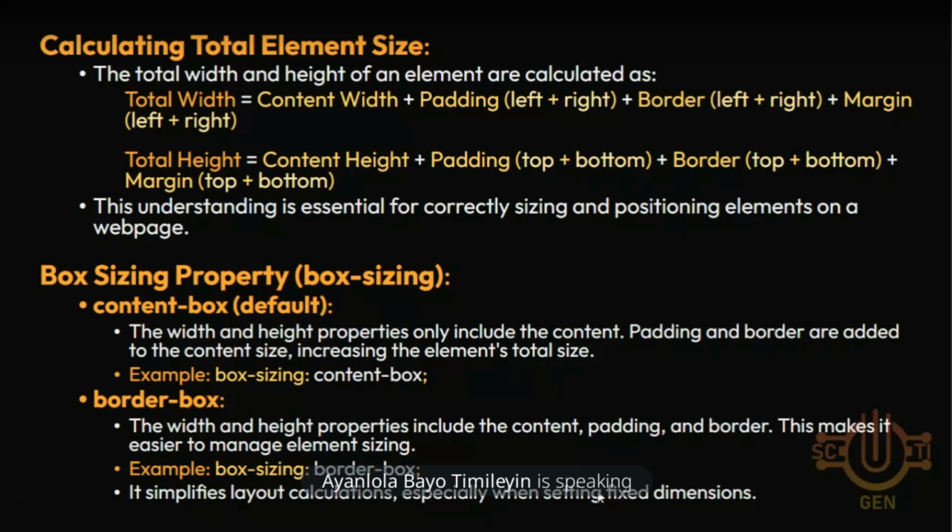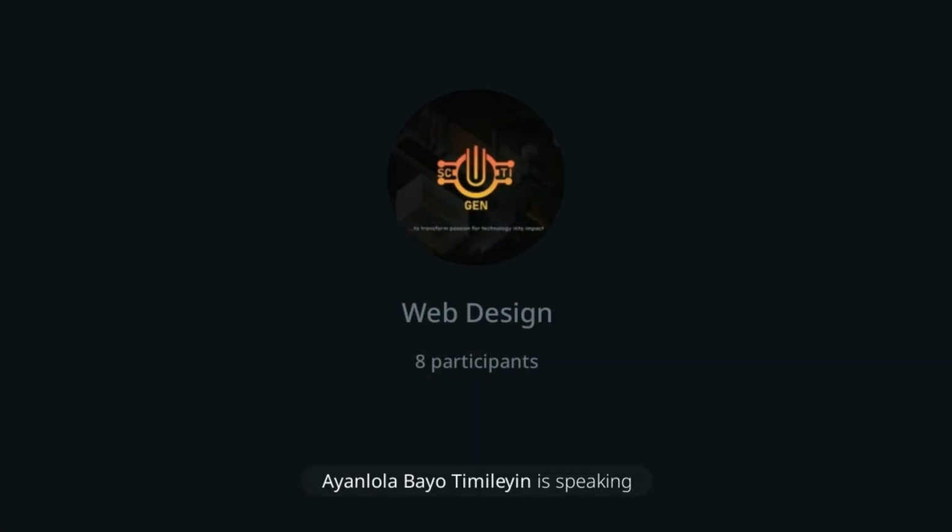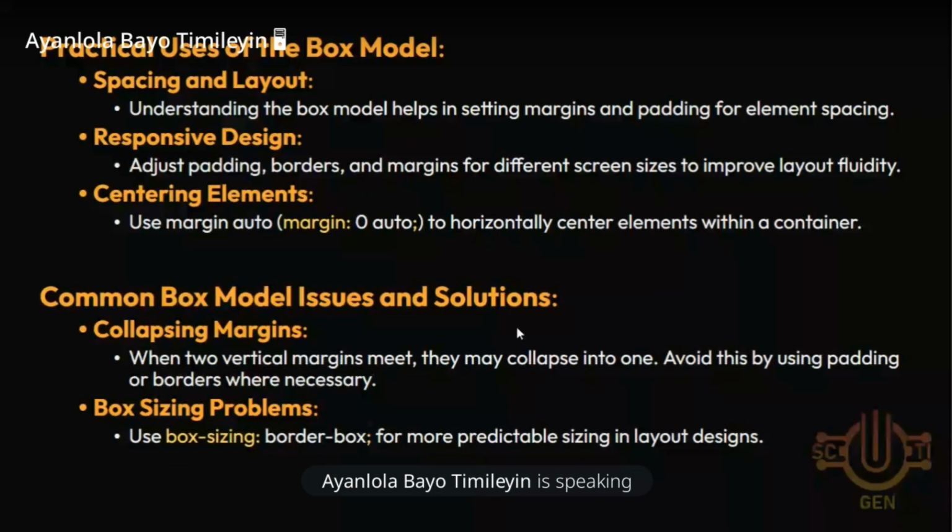All right, so practical uses of the box model. Number one, we have spacing and layout. Understanding the box model helps in setting margins and padding for element spacing, or also for responsive design, adjusting padding, borders, and margins for different screen sizes to improve layout fluidity. And then centering elements. Use margin auto, that is margin: 0 auto, to horizontally center elements within a container.